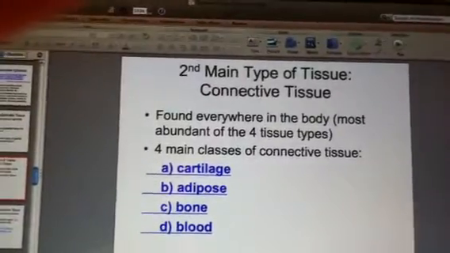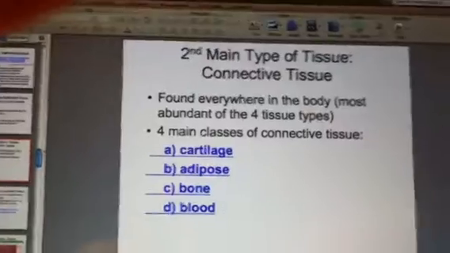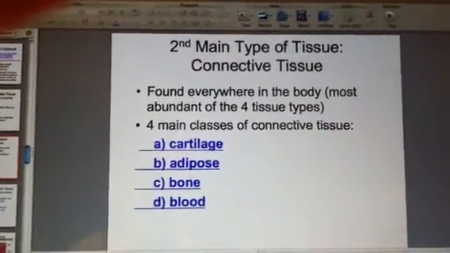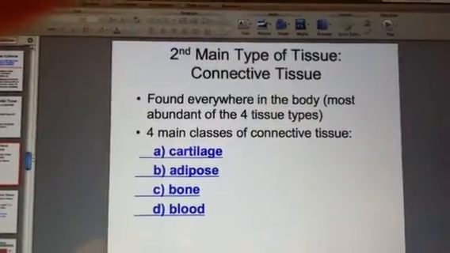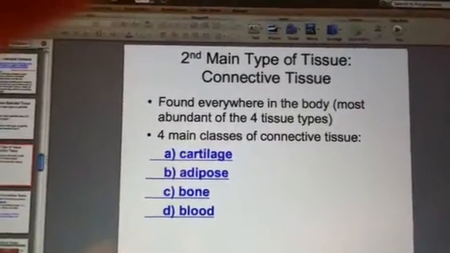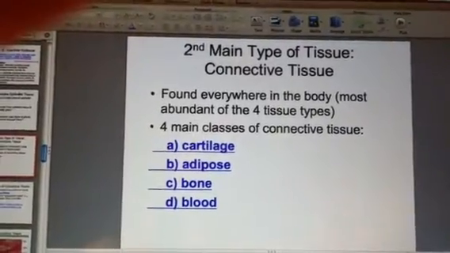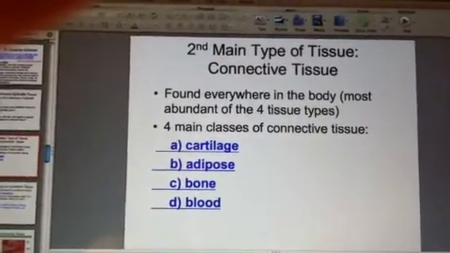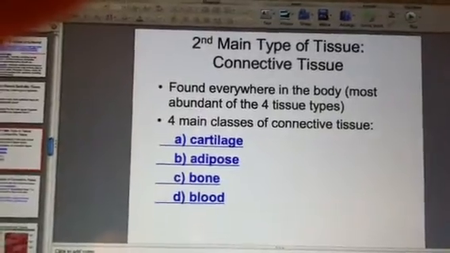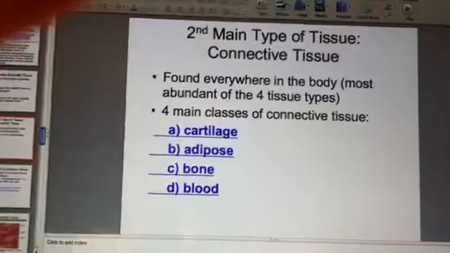These are found everywhere in the body, and they're the most abundant of all the four tissue types that are out there. And these are the four main classes under connective tissue. So you have cartilage, adipose, also known as fat, bone, and blood. And yes, blood, even though it's a liquid, is connective because it has solid pieces in it.